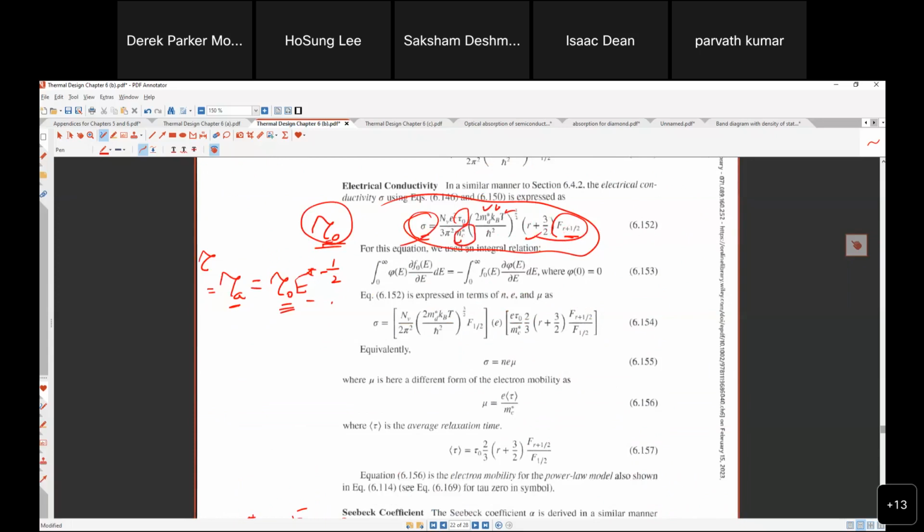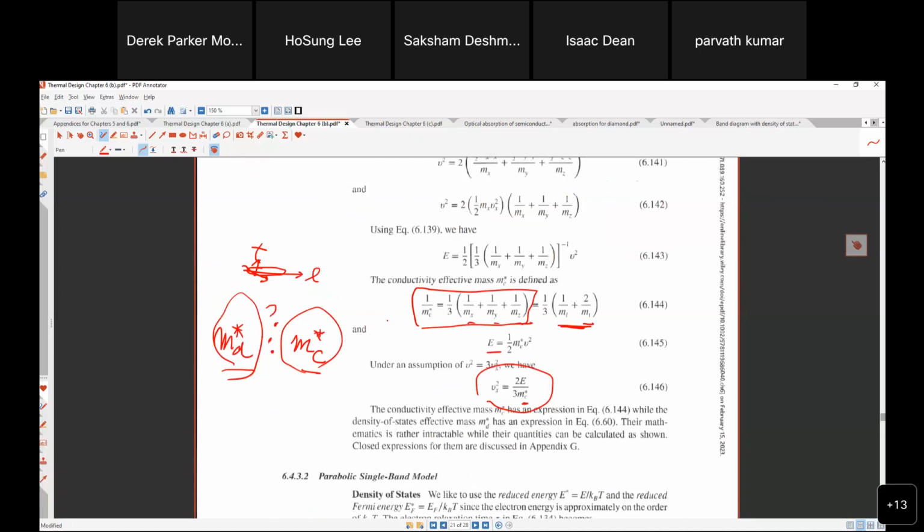MC, you have to assume, if you don't know, I think you have to look at the definition of MC here. MC inverse is 1/3, 1 over longitudinal, 2 over transverse, but if you have a question about it, you can use, everything is the same direction.